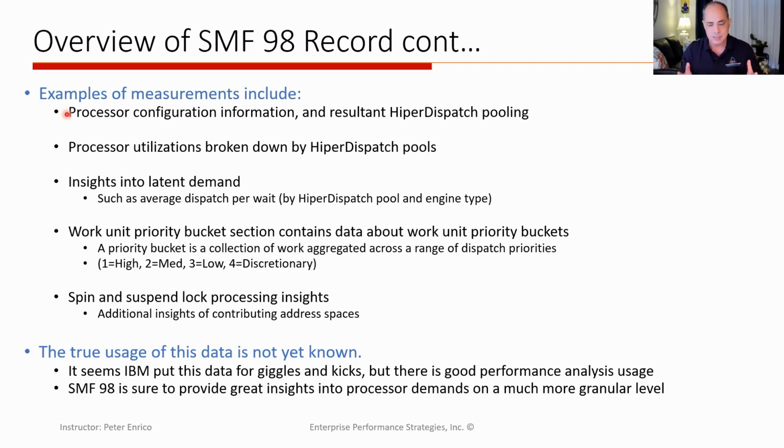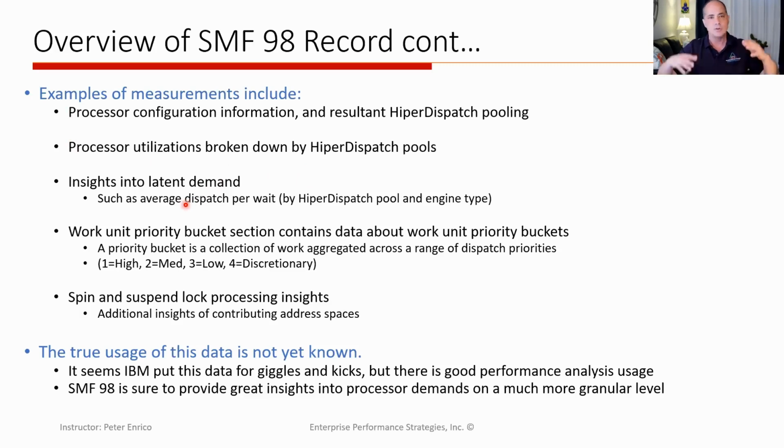And again, hyperdispatch pooling measurements are in the SMF type 70 record, so you do get them on a 15-minute basis. But here we're talking about the pooling every 2 seconds. So you get it on a much more granular basis, parking and unparking. And I'm going to show you an example. Utilizations broken down by hyperdispatch pools, insights into latent demand.